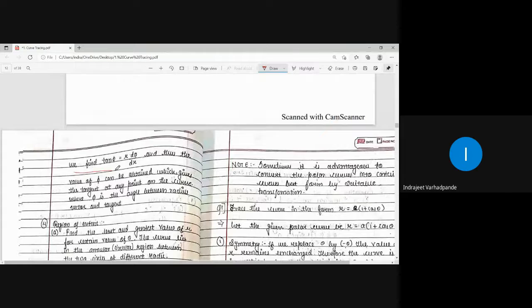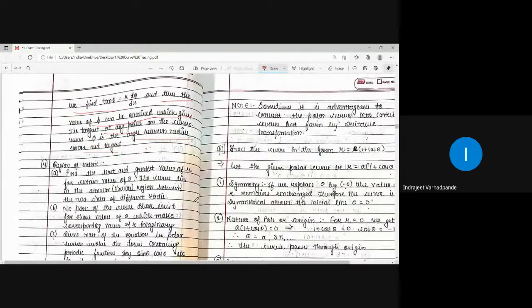We find tan phi, which is r d theta by dr, and thus the value of phi can be obtained, which gives the tangent at any point to the curve, where phi is the angle between the radius vector and the tangent. See, the slope of any particular line is given by dy by dx, which is nothing but tan theta, where m is the slope denoted by tan theta and by the derivative dy by dx. That is what we are aware of from the application of derivatives.